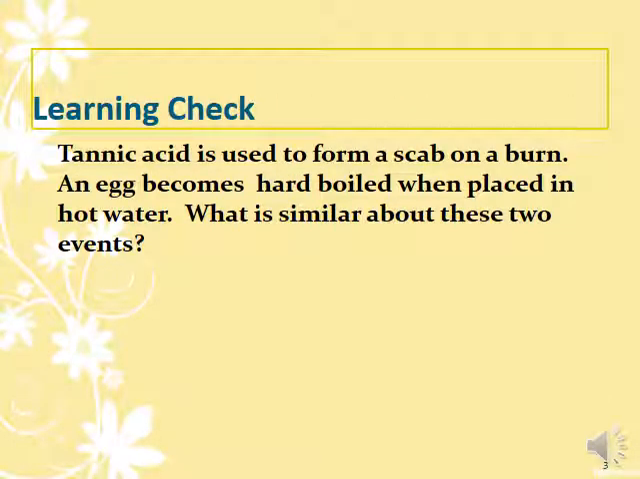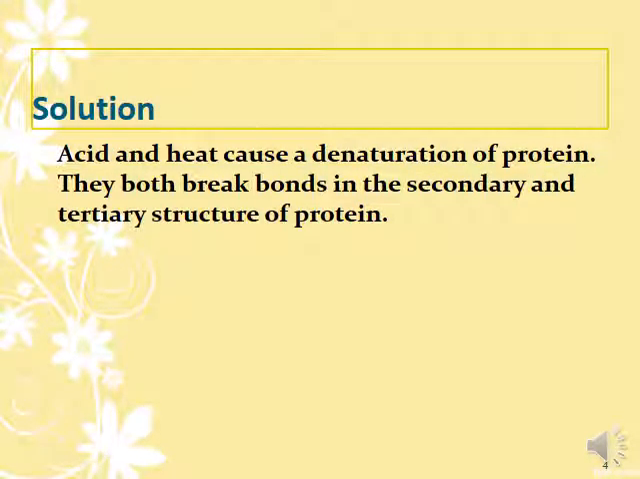So look at this question here. Tannic acid is used to form a scab on a burn. An egg becomes hard boiled when placed in hot water. So what is the similarity between these two processes? Both lead to protein denaturation. The first one has acid as the denaturant, and the second one has heat as the denaturing agent.